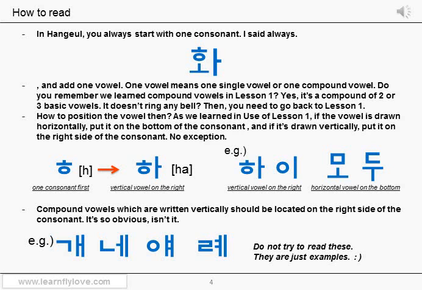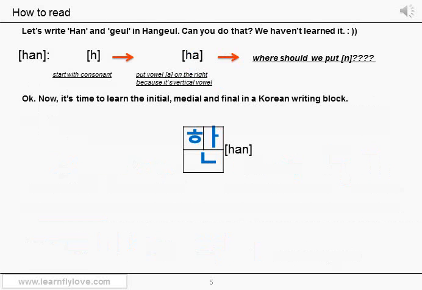Do not try to read this. They are just examples. Okay then, let's write the actual word. How about Hangeul? Can you write it in Hangul? What's the romanization of Han?